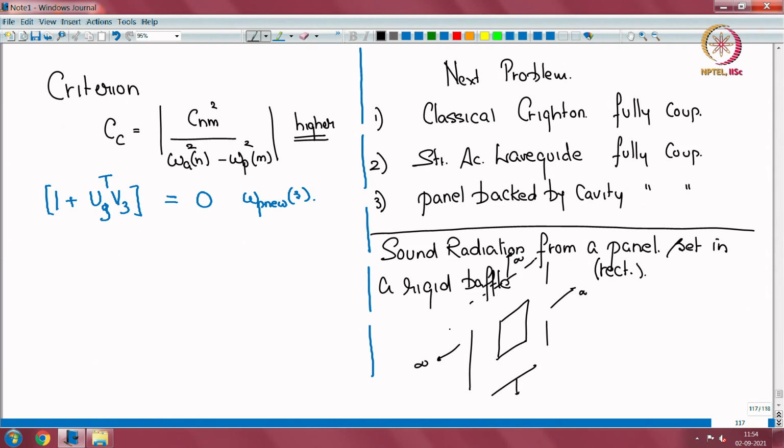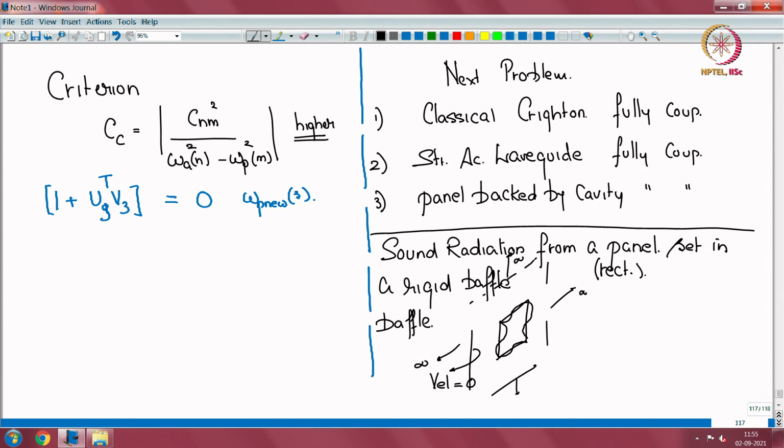Okay. That wall is called a baffle. This plate flexes. This wall is rigid, that means velocity is 0 on the wall, and the plate vibrates flush mounted with the wall with simply supported conditions.